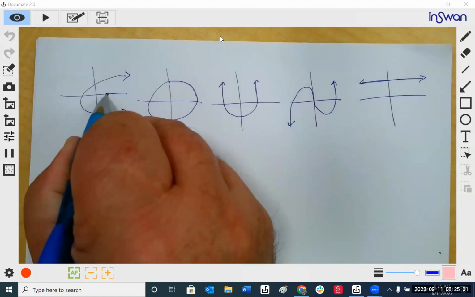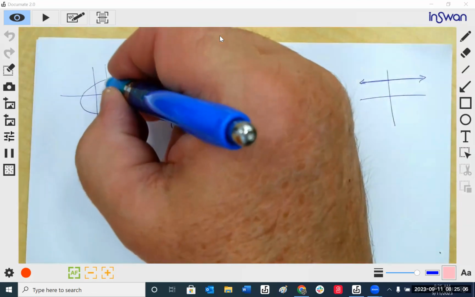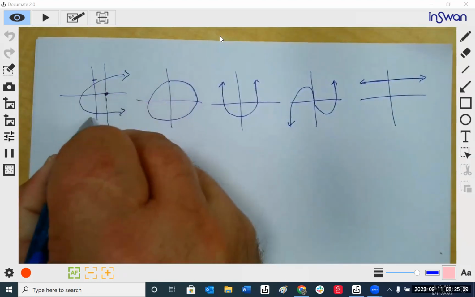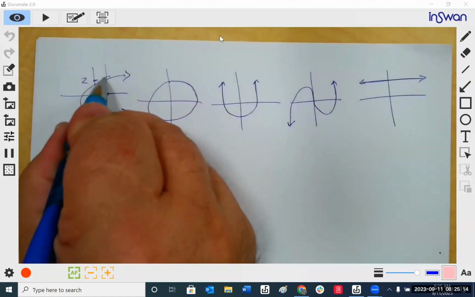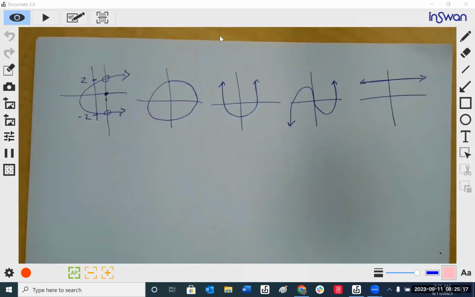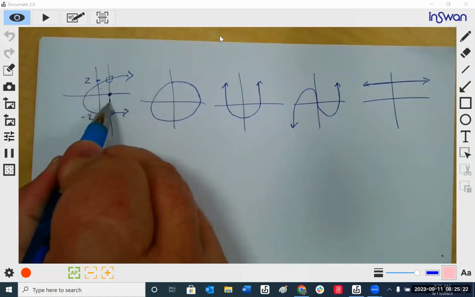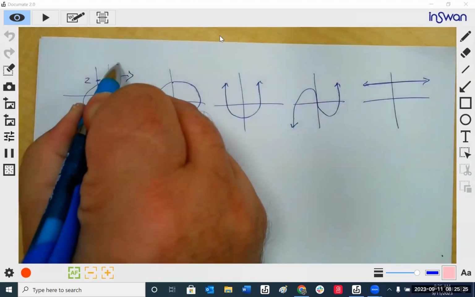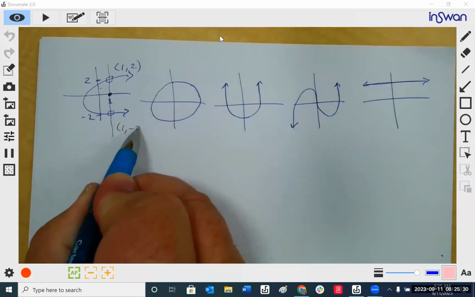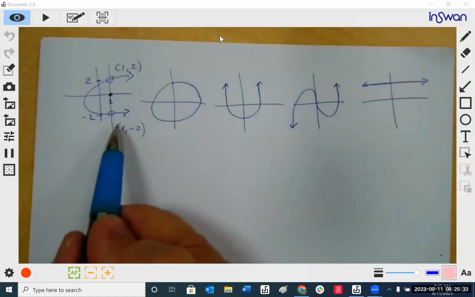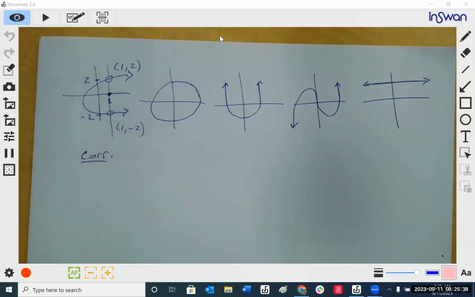If we pick a value of X, let's say that's 1, and we draw a vertical line, what do we notice at these 2 points? What's this location here? That one is 1, 2. What's this location? 1, -2. You have the same X's, but different Y's. So this is a correspondence.